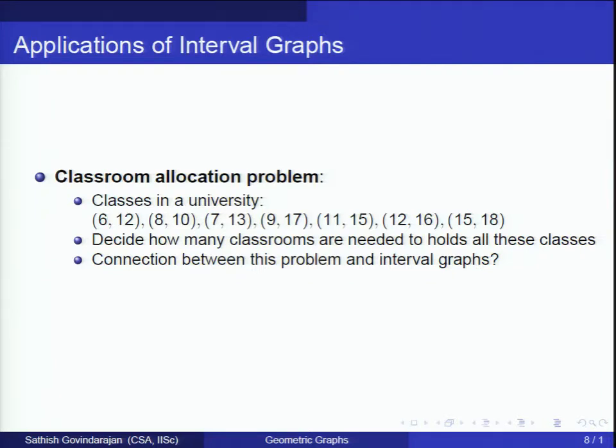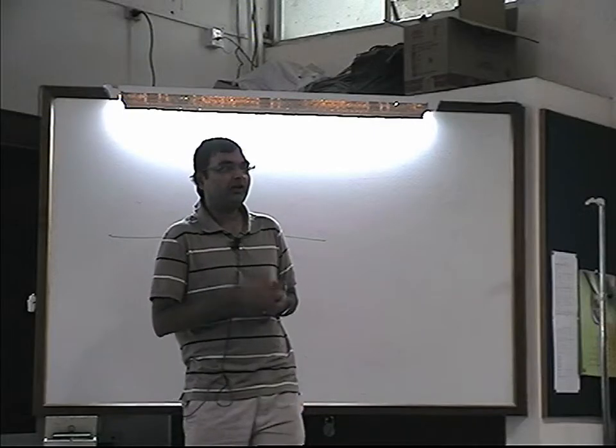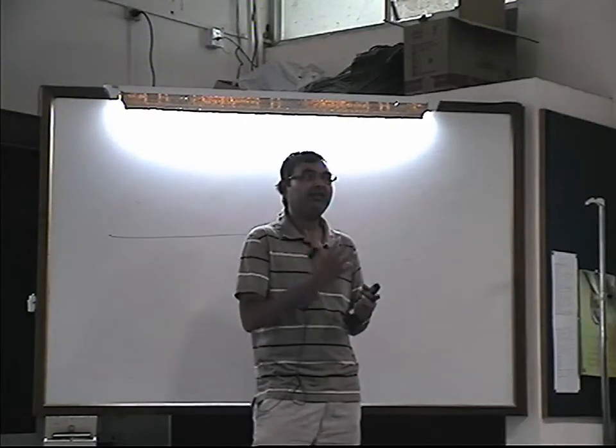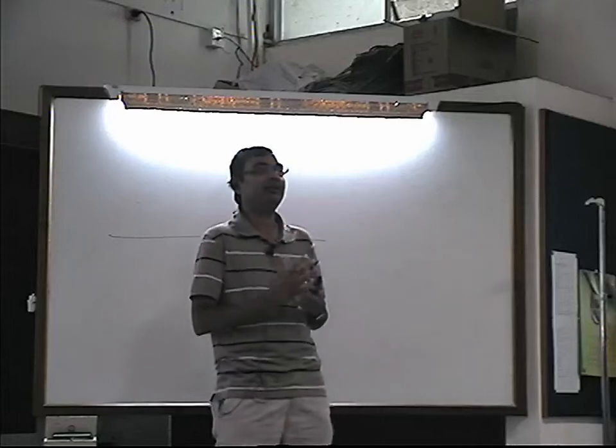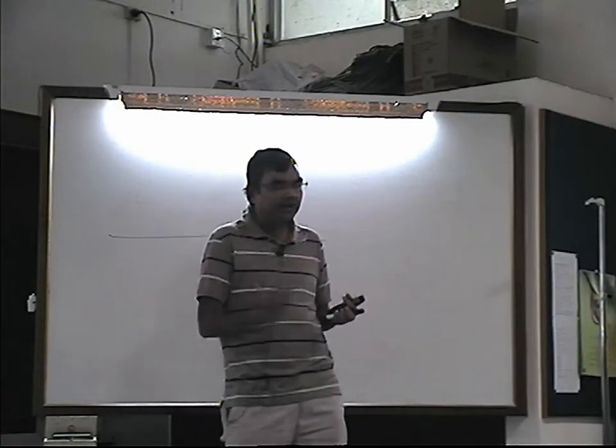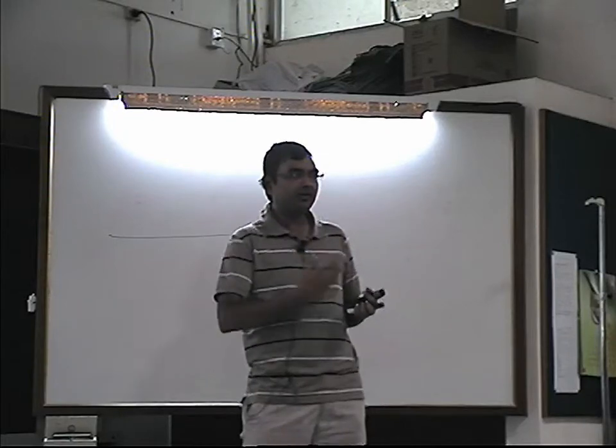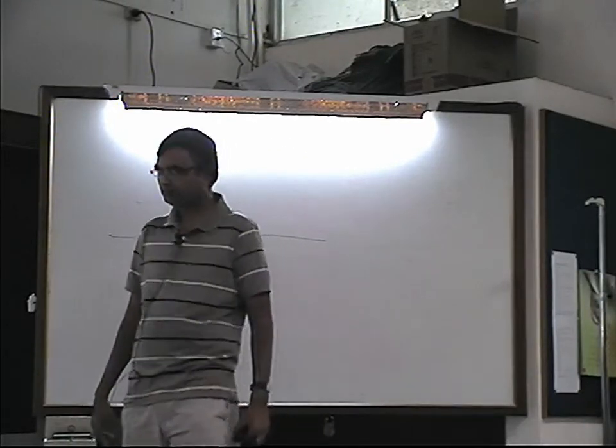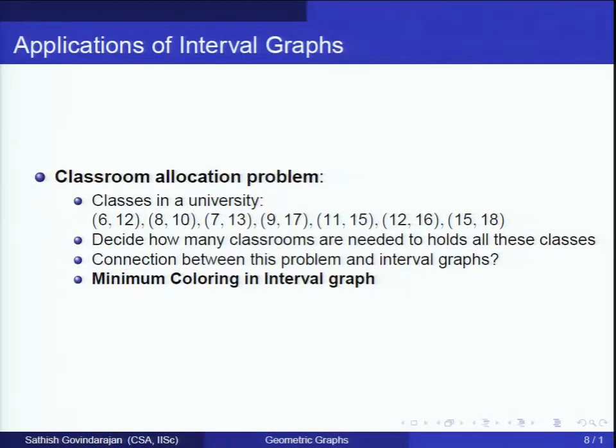Now, in terms of this coloring, what is the minimum number of colors required to color this graph? This is called the chromatic number of a graph. It's a very well-studied parameter and a well-studied problem in graph theory. Given a graph, what is the minimum number of colors required to color it, also called the chromatic number of the graph? So the problem is nothing but finding the chromatic number, or the minimum coloring, in the interval graph. Think about how you will solve this problem. We'll come back to the solutions in a minute.